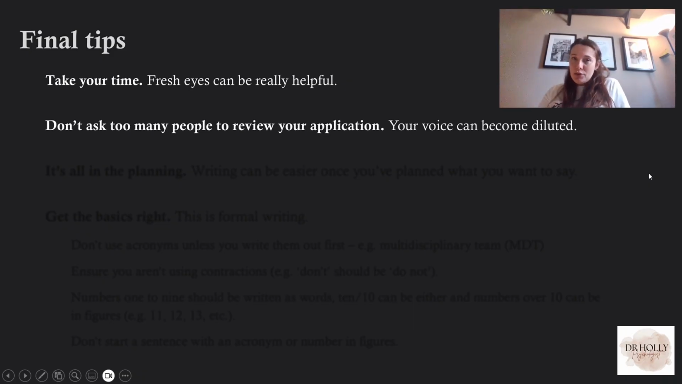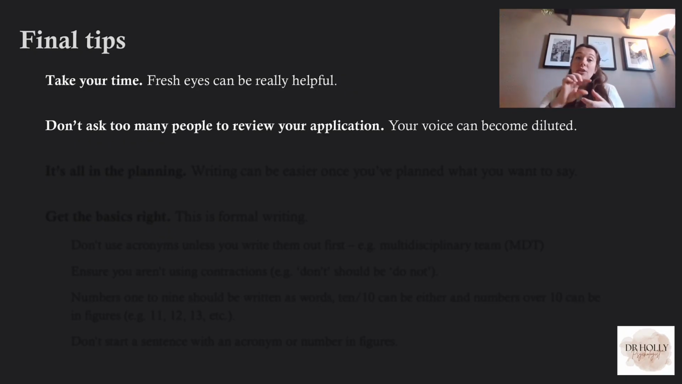Don't ask too many people to review it. And I really do believe in this. People often say, how many people should I get? I think it depends. What I would say always, like I said before, is make sure you know what you want to say. If you know what you want to say, then that's really helpful, because if someone gives you feedback saying, I don't think that should be in there, but you think really strongly that you want to put it in there, it stays. You don't want your voice to become diluted.